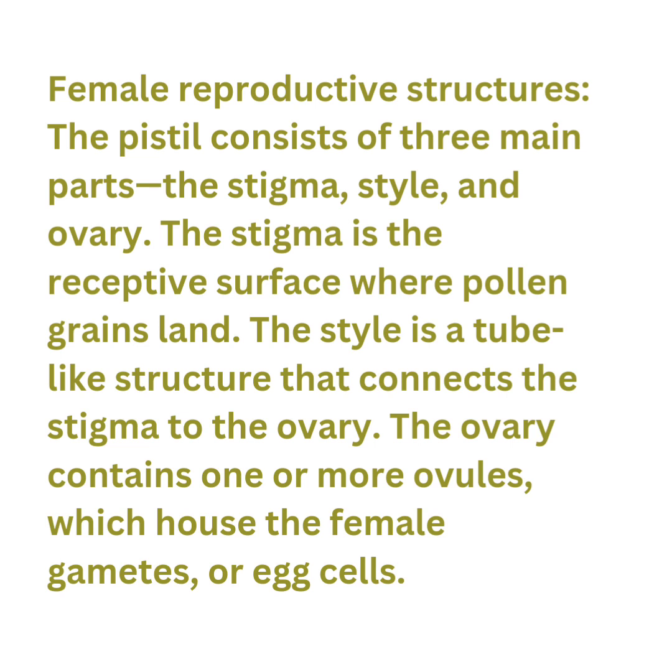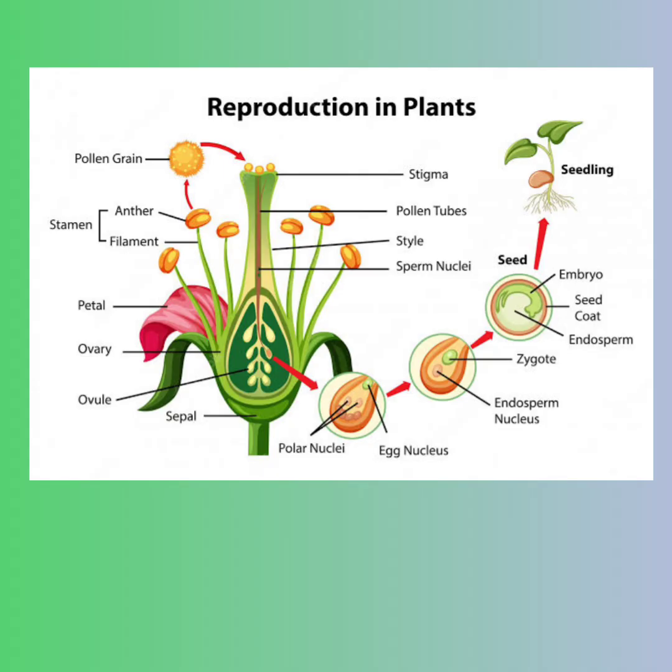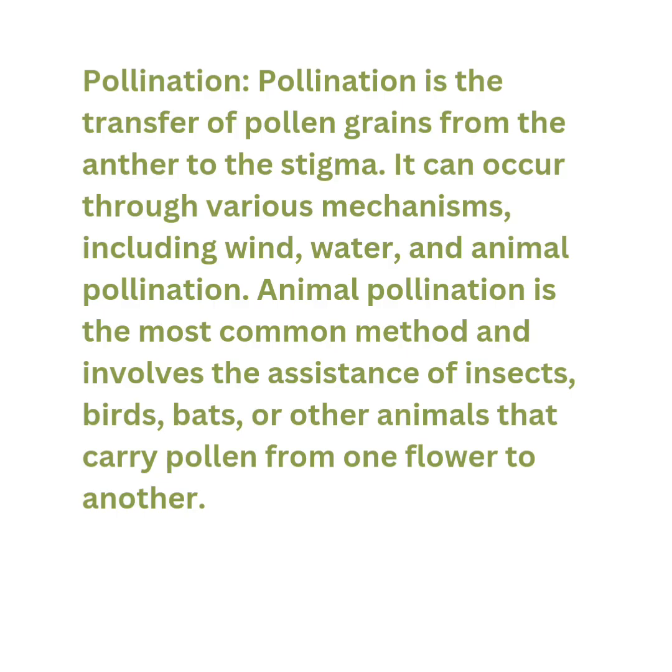Female reproductive structures. The pistil consists of three main parts: the stigma, style, and ovary. The stigma is the receptive surface where pollen grains land. The style is a tube-like structure that connects the stigma to the ovary. The ovary contains one or more ovules, which house the female gametes, or egg cells.